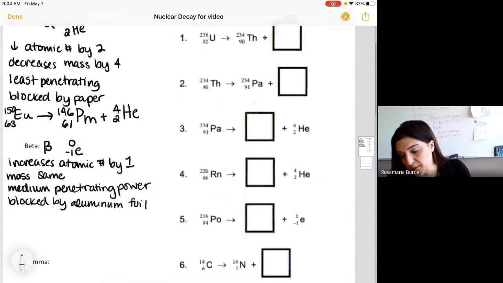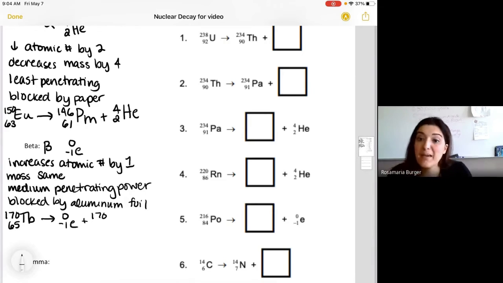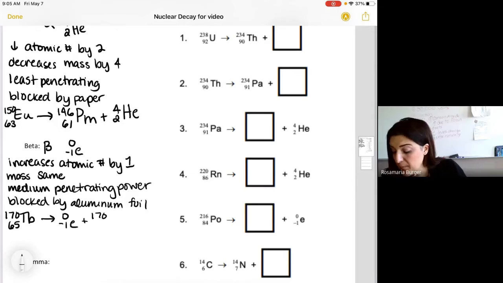Okay, so let's do an example. Let's say I've got terbium, Tb. That's a fun one. Its atomic number is 65, and let's say its mass is 170. It's going to have beta radiation, so 0, -1 e. My atomic number is going to change, but my mass is not going to change. So my mass is going to stay 170, and my atomic number is going to go up 1 to Dy. So it's going to become 66 Dy, which is called dysprosium.